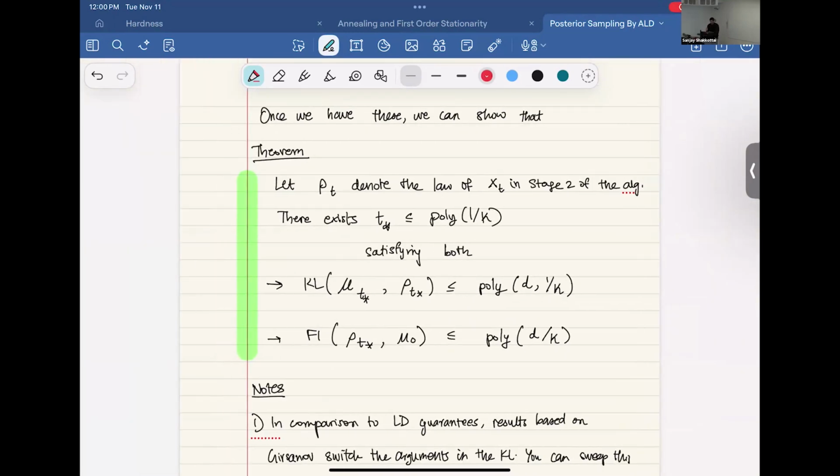So here's the overall result that you get, which is some version of a compromise from getting a full KL guarantee. If rho t denotes the law of xt, the way that we've been talking about rho t, then there exists a t star such that when you run that algorithm, the KL distance between mu t star and rho t star, which is basically the KL distance between the ground truth and your law, goes down as poly d and 1 over kappa. And then the Fisher divergence does the same thing. This should be 1.